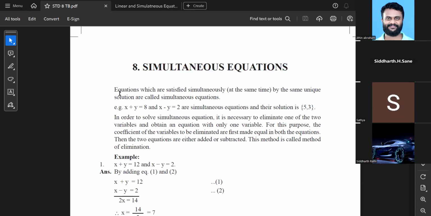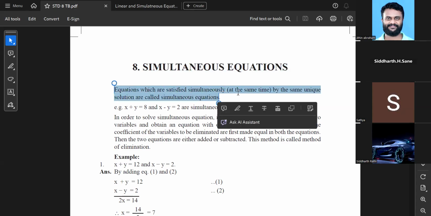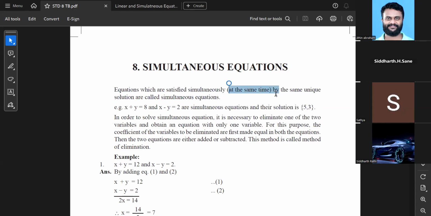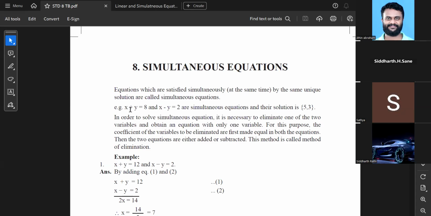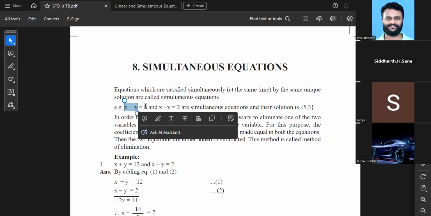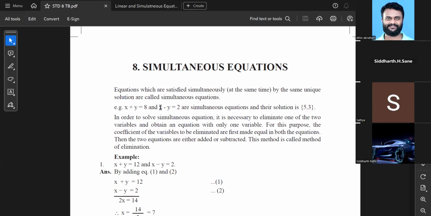Now, what is simultaneous equations? Equations which are satisfied simultaneously. Simultaneously means at the same time. Equations satisfied by the same unique solution are called simultaneous equations. For example, if you have x plus y is equal to 8 and you also have x minus y is equal to 2. So you have two numbers satisfying two different equations simultaneously. Now, what are the two numbers? In this case, the answer is 5 and 3.